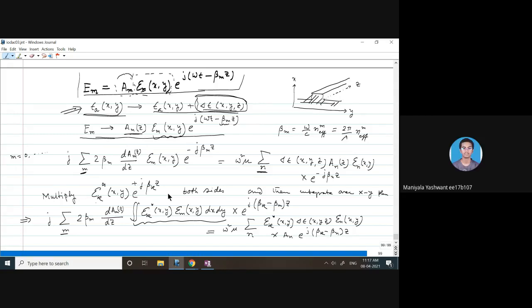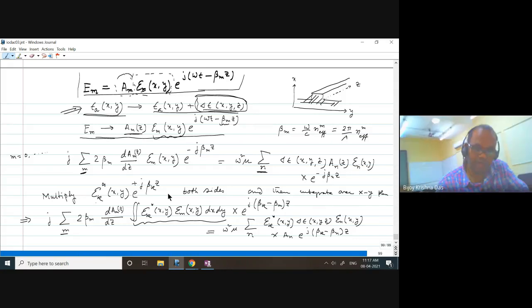Sir, won't there be an integral on the right hand side? Yes, that's correct. Thanks. That will be an integration also, and that will be dx dy. That's correct. That I missed. Okay. So that is the right hand side you are getting.